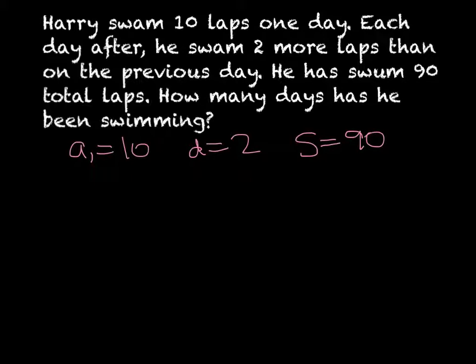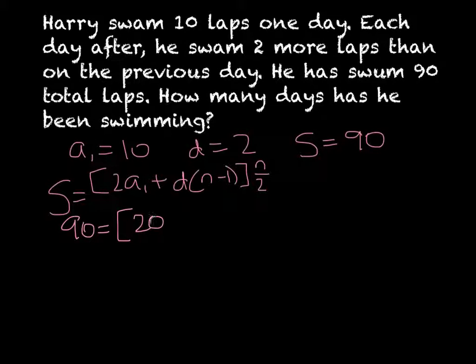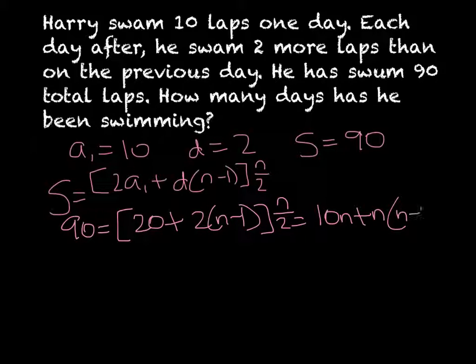We can use our second formula for the sum. It says sum equals 2A1 plus D times n minus 1, all times n over 2. And so now we can just plug in our numbers. 90 equals 2 times 10 plus 2 times n minus 1, times n over 2, or 10n plus n times n minus 1.